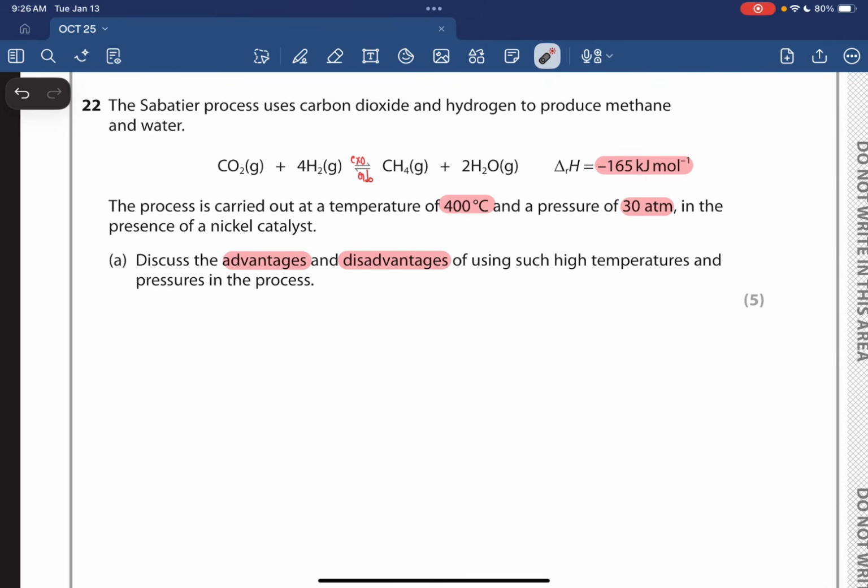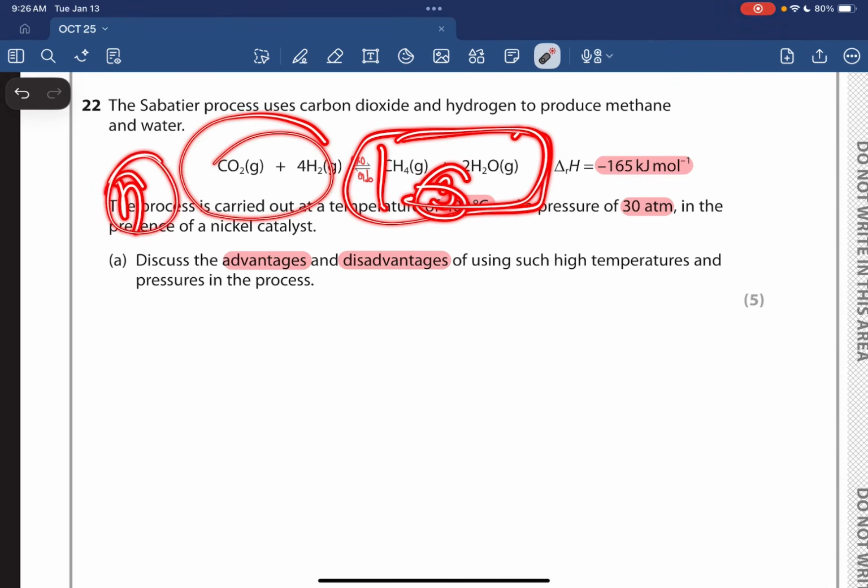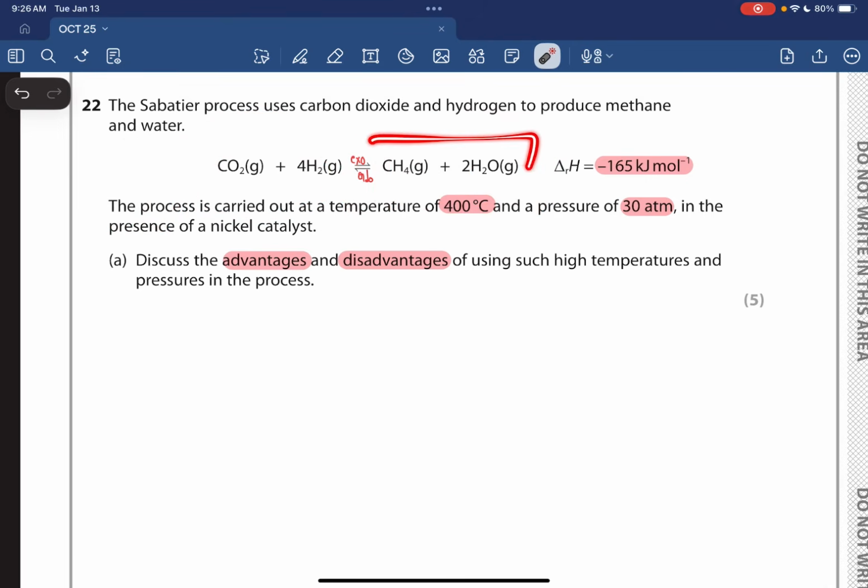Now, as the pressure increases, equilibrium shifts to the right. Why? Because there are 3 moles of gas to the right. On the other hand, there are 5 moles of gas to the left, right? So equilibrium shifts to the right. So that increases the yield of the product. However, as the temperature increases, equilibrium should shift to the left. Why? Because the backward reaction is endothermic, which decreases the yield of the product as well.